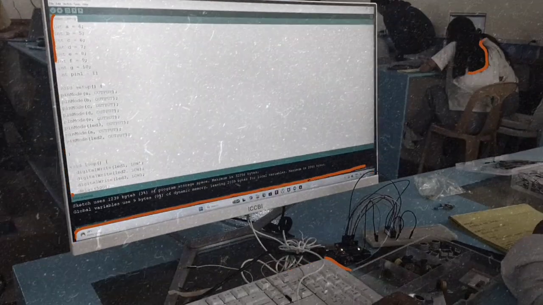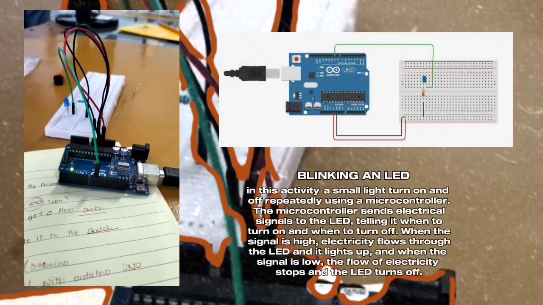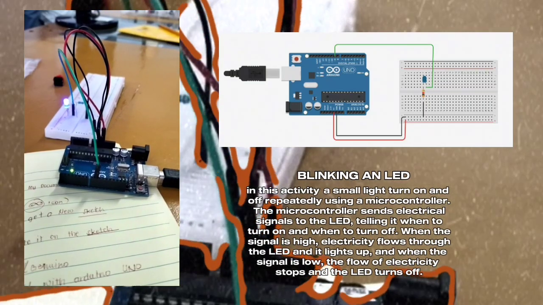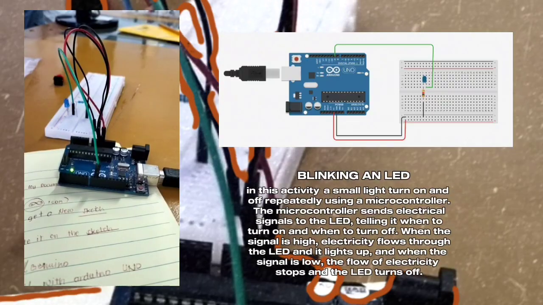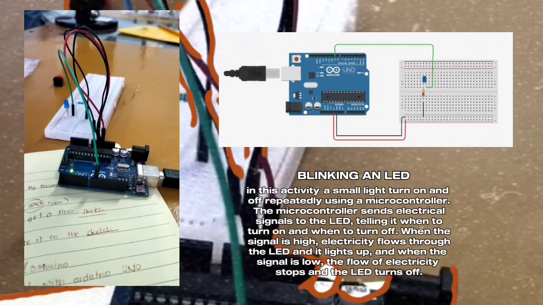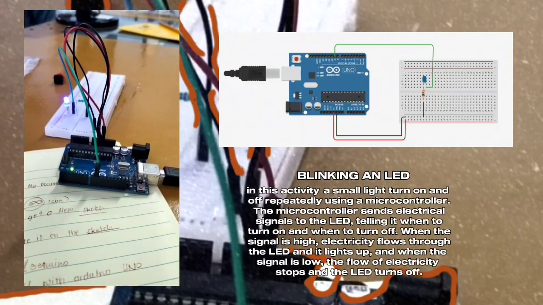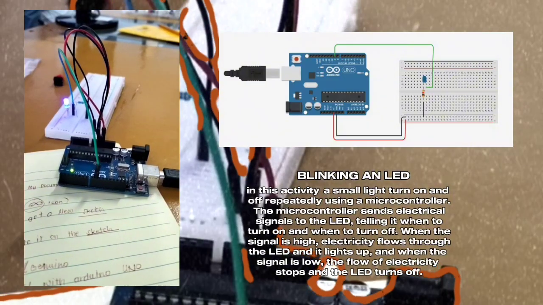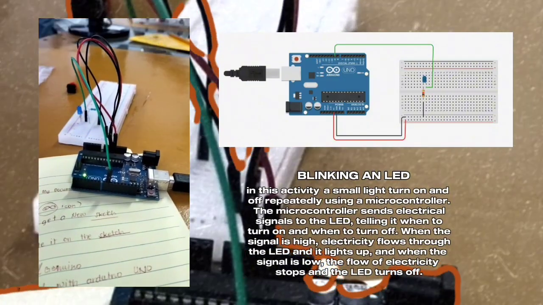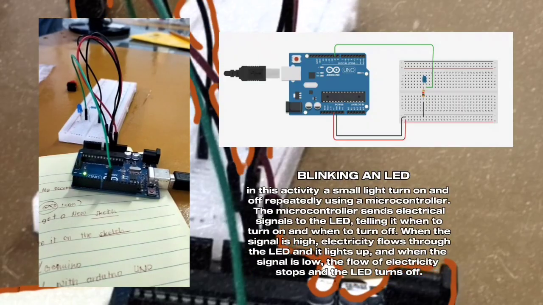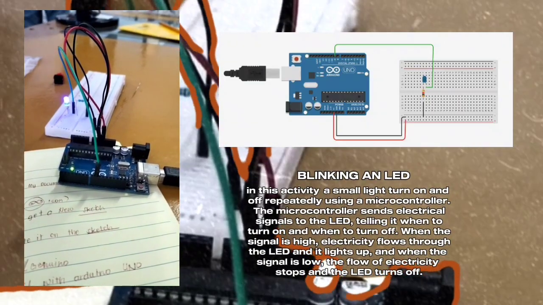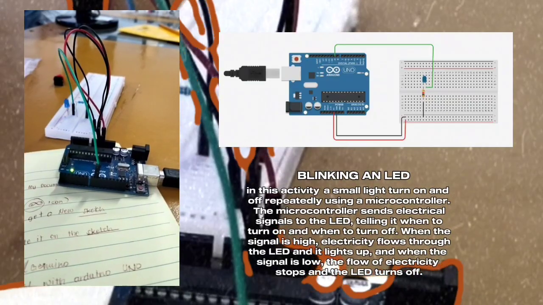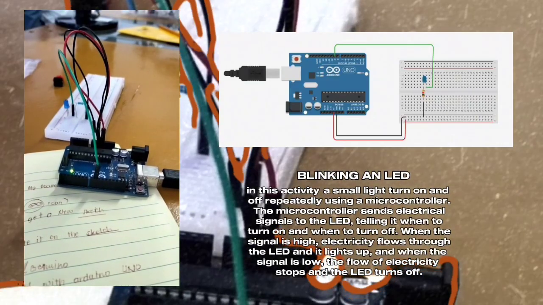Lesson 1: LEDs. The first activity is blinking LED. In this activity, a small light turns on and off repeatedly using a microcontroller. The microcontroller sends electrical signals to the LED, telling it when to turn on and when to turn off. When the signal is high, electricity flows through the LED and it lights up, and when the signal is low, the flow of electricity stops and the LED turns off.